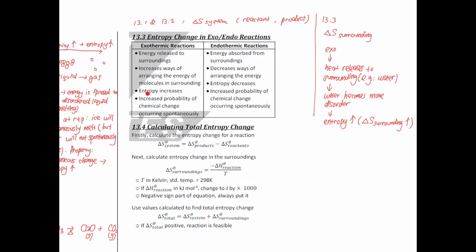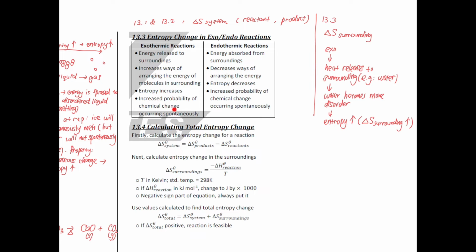Okay, so entropy increases. So the entropy here is entropy of the surrounding, which is delta S surrounding. Not related to just now. Just now is delta S of the system, which is the reactant or the product. Okay, that releases heat to the surrounding and increases the entropy of the surrounding. Okay, then increased probability of chemical change.